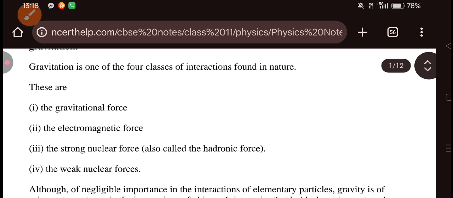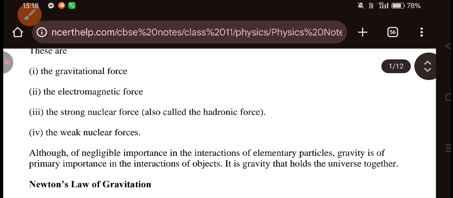These are interactions which were found in nature. We see gravitational force happens in nature, electromagnetic force happens in nature, the strong nuclear force happens in nature, weak nuclear force. One question from me: which one is the weakest force? The answer should be gravitational force, not weak nuclear force. And the strongest, the answer would be the strong nuclear force.